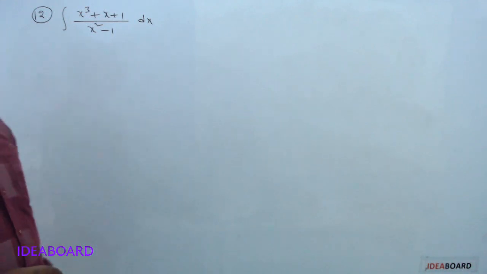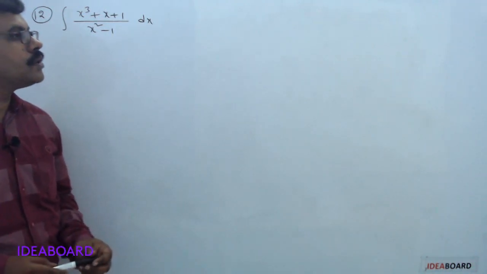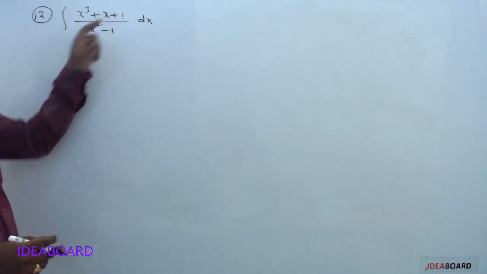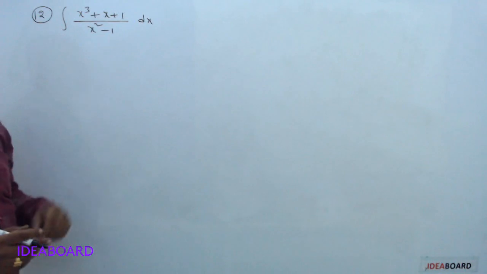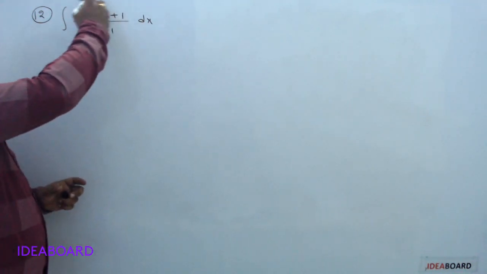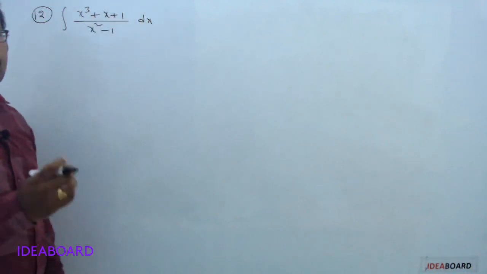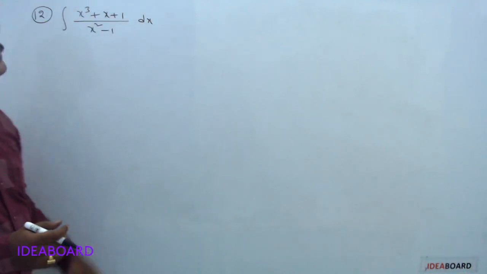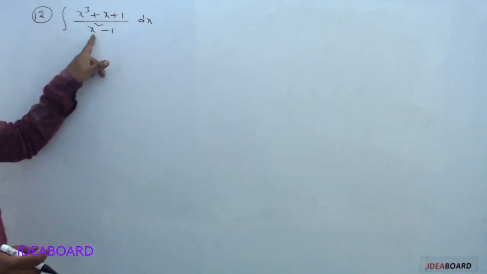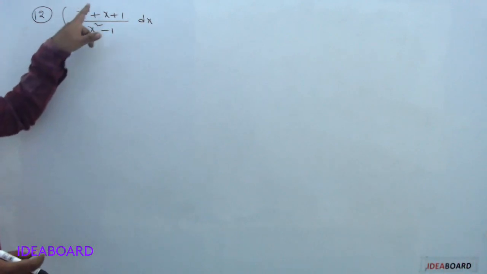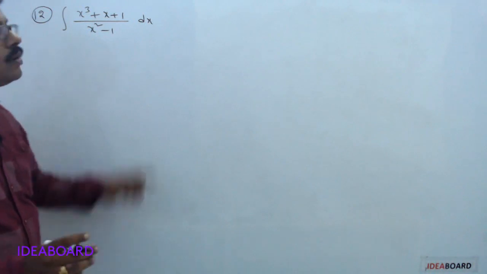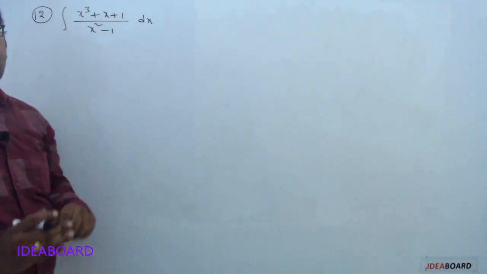Now see a problem on this improper fraction concept. Integral of x cube plus x plus 1 divided by x square minus 1 dx. First you have to verify whether this integrand belongs to type 4 or not. The degree of the numerator is 3. The degree of the denominator is 2. Clearly, the degree of the numerator is greater than the degree of the denominator. So it is an improper fraction.